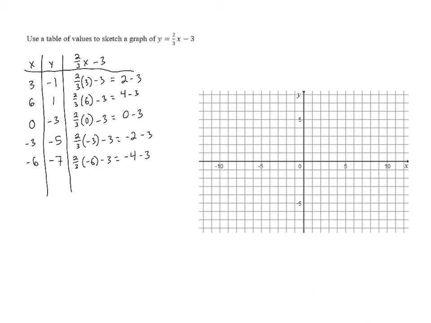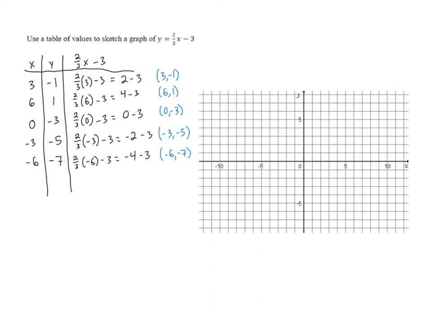So if we look at these points, we have 5 points that we're going to graph. The first one is 3, -1. And then we have 6, 1. And then 0, -3. And then -3, -5. And -6, -7. So those are our 5 points.